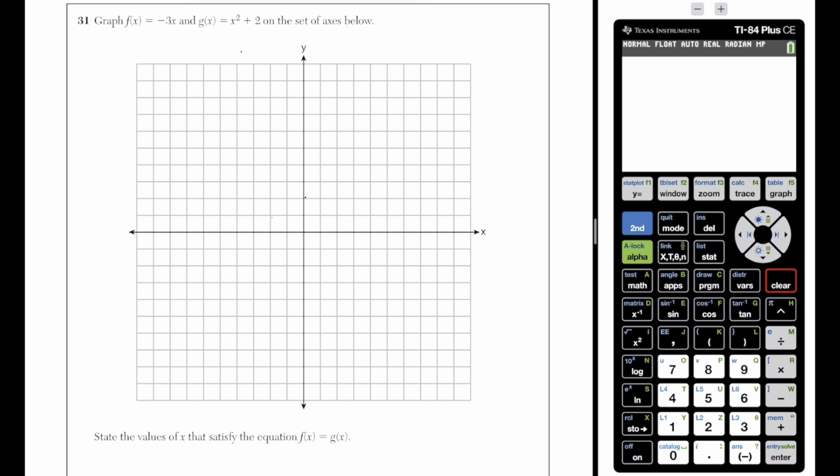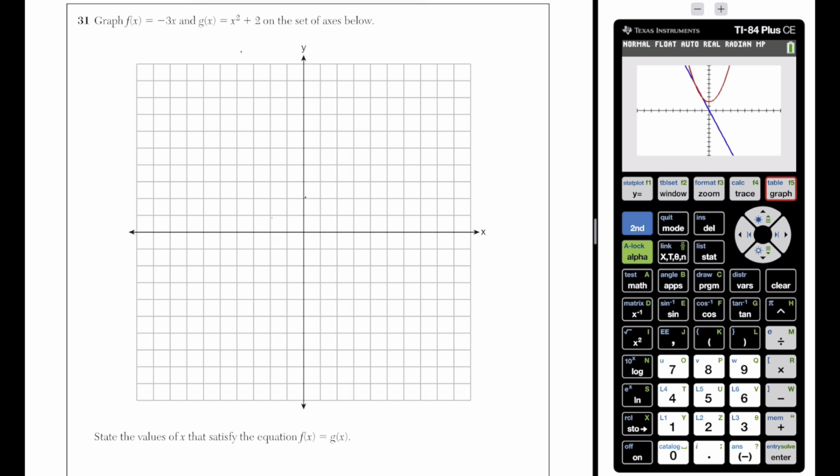So we're going to go to our table. Let's clear this out. Our y equals, let me clear it all out. And I'm going to put in my first term, minus 3x. And then I'm going to go to my second one, x squared plus 2. And it might tell me something about the minus part when I try graphing. Oh, there you go. So here are my two functions, my negative 3x.